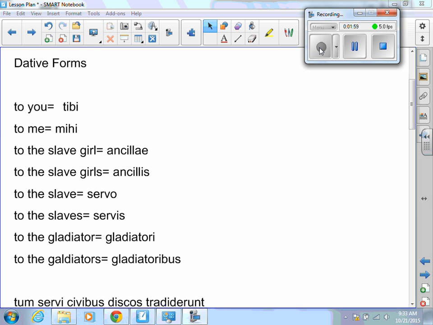Please remember that you are going to see these personal pronouns. You will see the nominative tu, you will see the accusative te, and the dative form is tibi. You need to know the same thing for ego. We use ego for the nominative, me for the accusative, and mihi is our dative form of the personal pronouns.